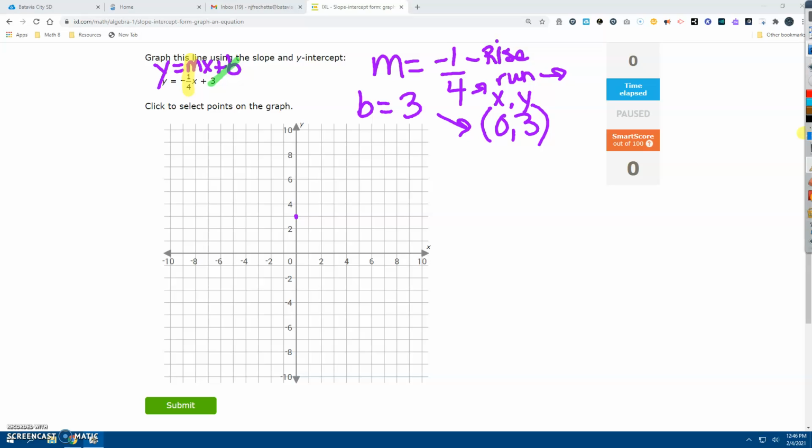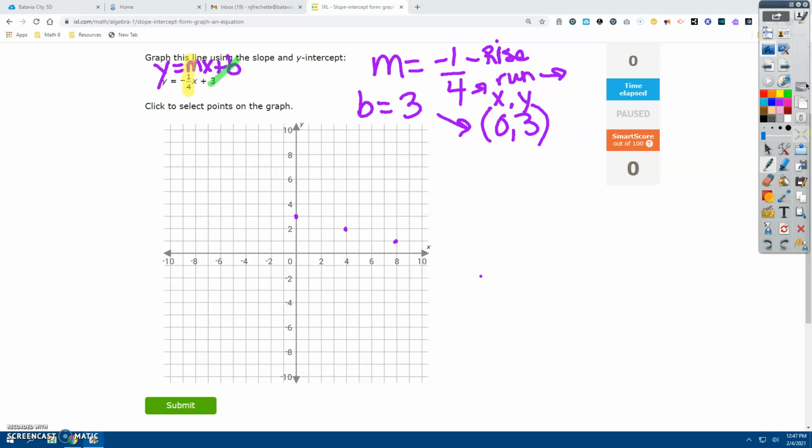So our starting point is here at our y-intercept, and we're going to go down 1 and over 4. 1, 2, 3, 4. Down 1, and 1, 2, 3, 4. The point's right about there. So when we get that all situated, we would be able to draw our line. Our line should be right here. Hopefully I can get our line to go through.